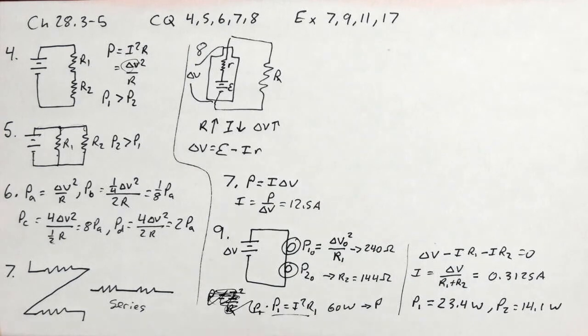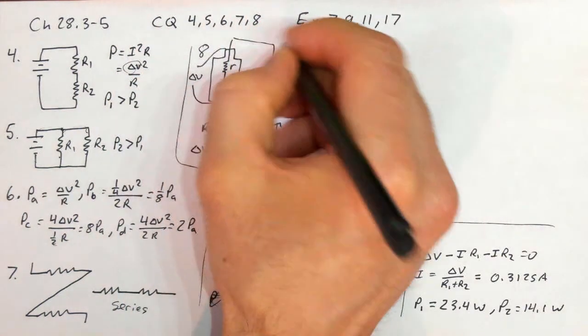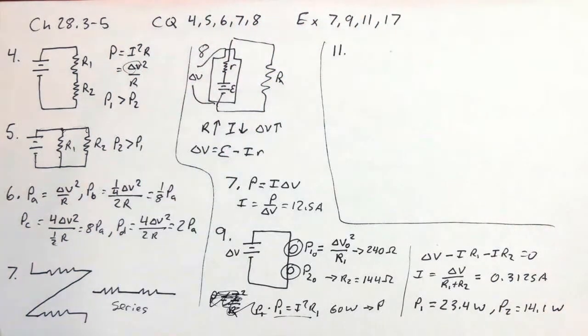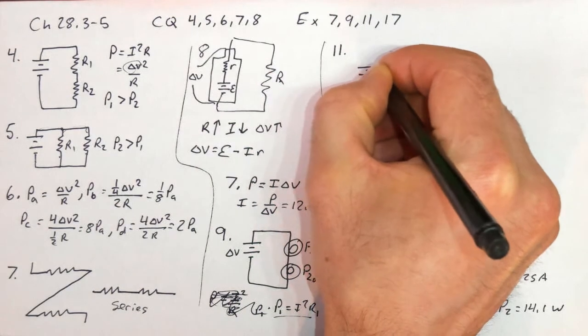Okay, so that is number 9. Let's check out number 11. Now this one looks pretty complicated, but we can answer it pretty quickly if we're careful to think about how current flows through a system and what brightness means. In this case, all bulbs are identical. So go take a look at it. I'm going to draw it here.